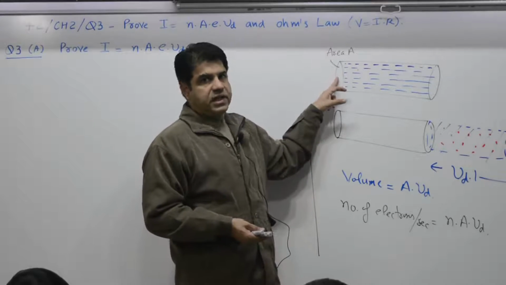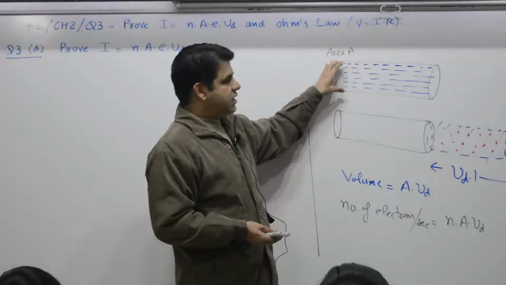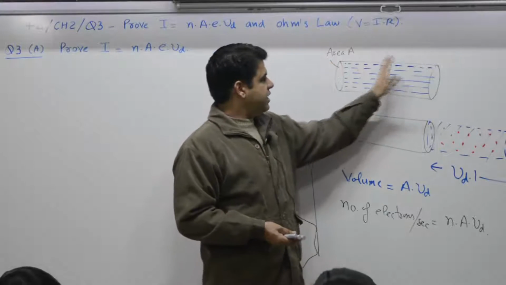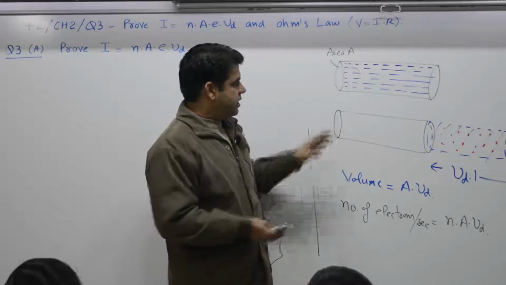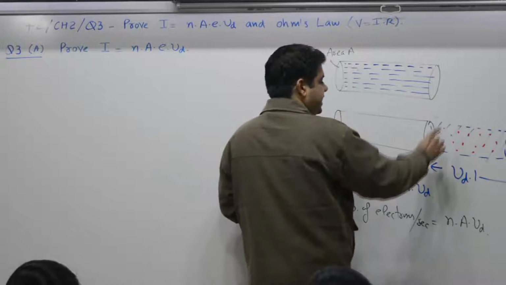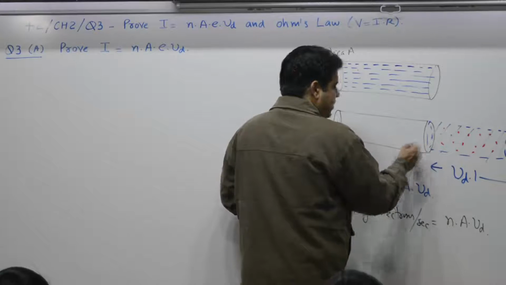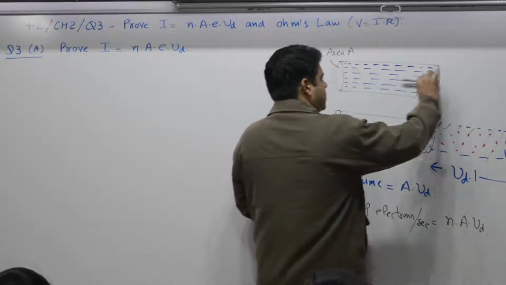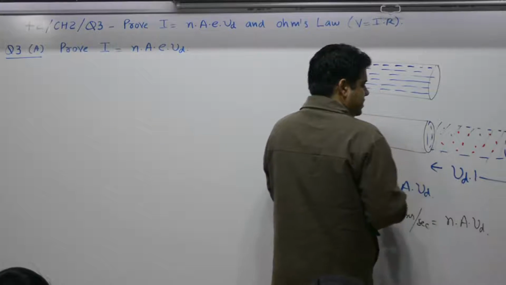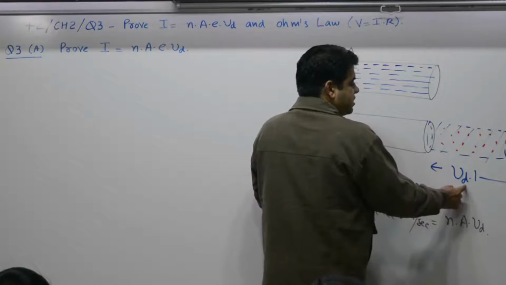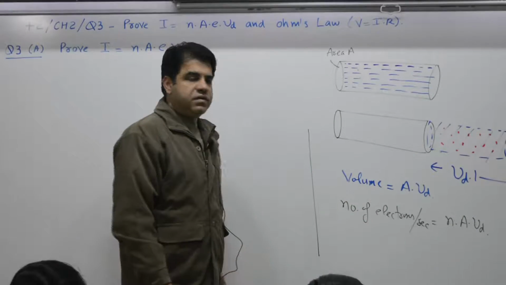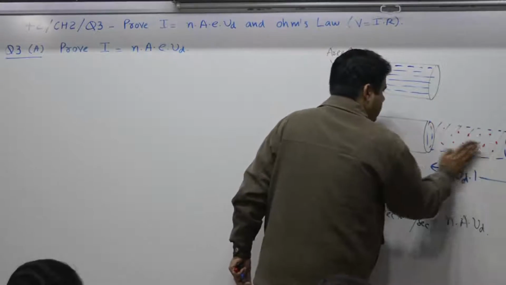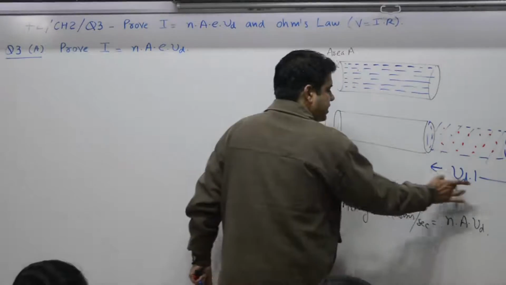Area of the wire is A. Just like water flows in a pipe, electrons flow in a wire. In this arrangement, if Vd is the speed, then the distance covered, this whole thing comes out. In 1 second, what is the distance covered? Vd into 1, this is the distance covered. What is the volume of this cylinder? Area into length. Length is Vd into 1.